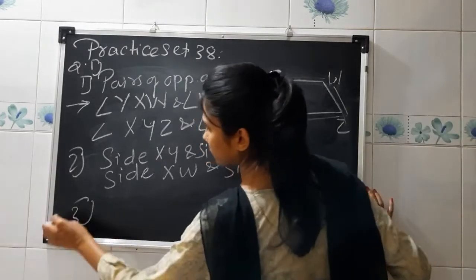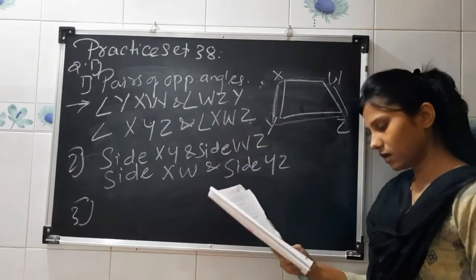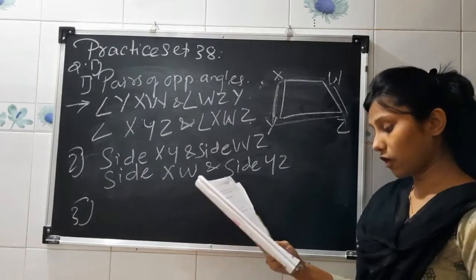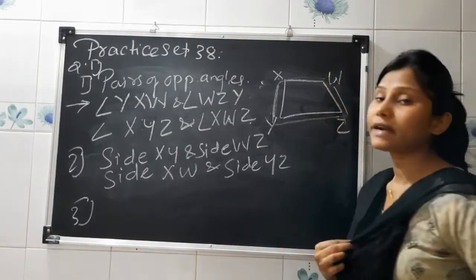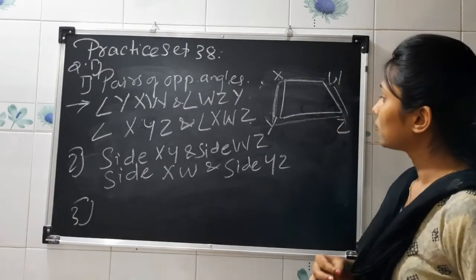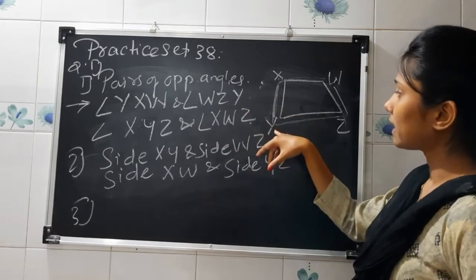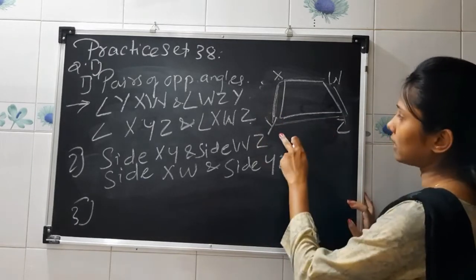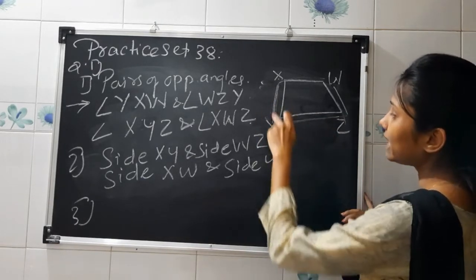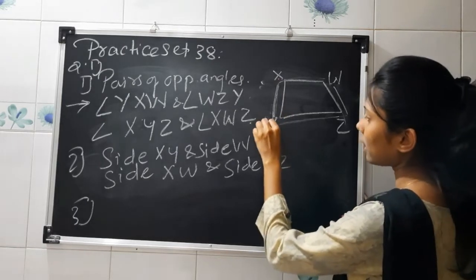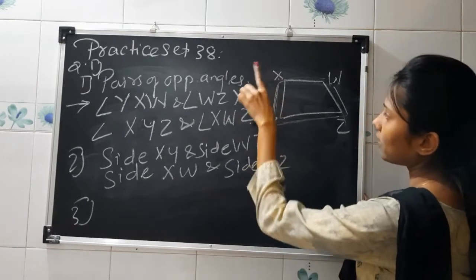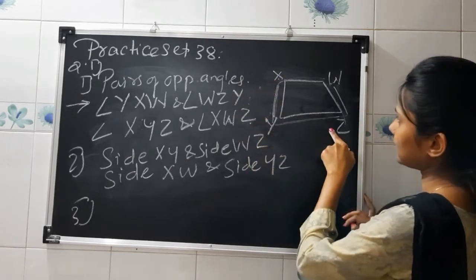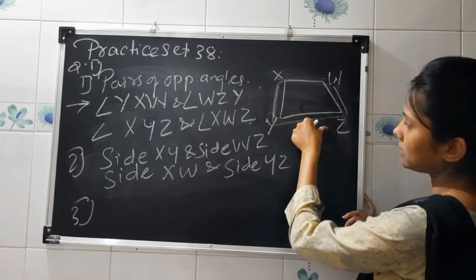Then the next, third, the pairs of adjacent sides. Adjacent sides means what? The sides having a common vertex, which means the sides that meet at one point. We have seen this in the last lecture. So side XY and side YZ are adjacent sides.